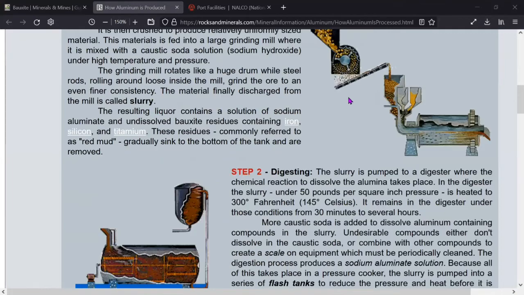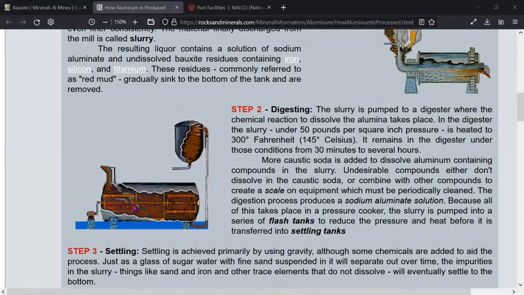As we have said, this is the grinding, etc., which is taking place. This is the digestion which is happening. Digestion is when you had added sodium hydroxide, remember? Yes, sir. Do you remember the temperature, etc.? This is the temperature, the time is also mentioned. This is what we had studied. You will get sodium aluminate.